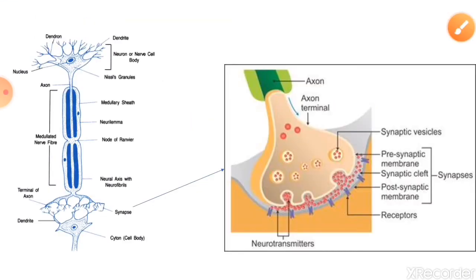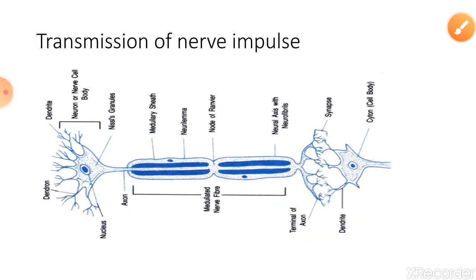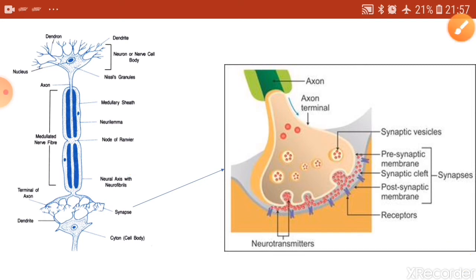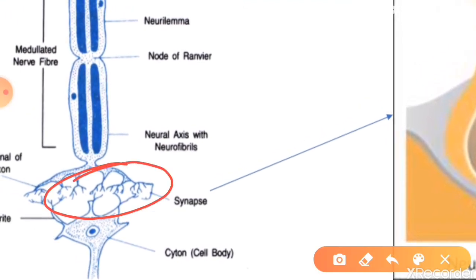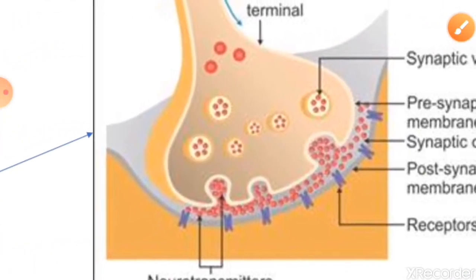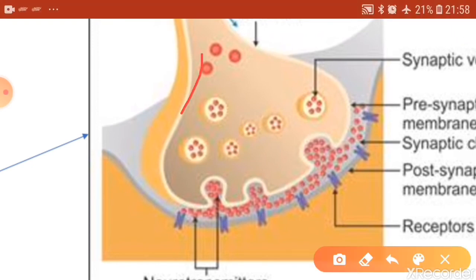So here, if you have a closer look at this diagram, a magnified view of this synapse is shown. As I just told you, a synapse is a gap containing a communication junction. So if this gap is magnified and seen, it looks like what is shown in this diagram, right? So here this is the axon terminal.